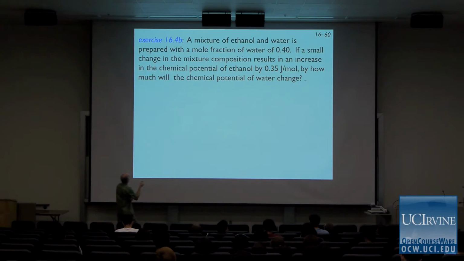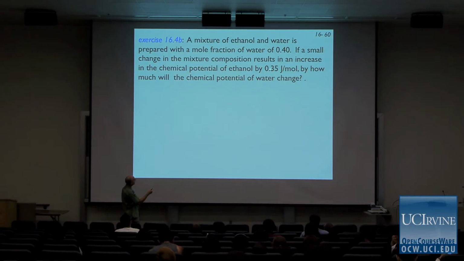So, a mixture of ethanol and water is prepared with a mole fraction of water of 0.4. If a small change in the mixture composition results in an increase in the chemical potential of ethanol by 0.35 joules per mole, I don't know how that would be accomplished, but hypothetically, if you could increase the chemical potential of ethanol by 0.35 joules per mole, by how much will the chemical potential of the water change?